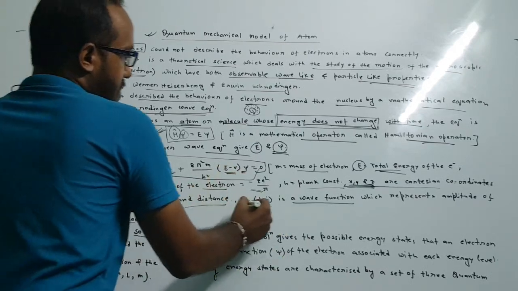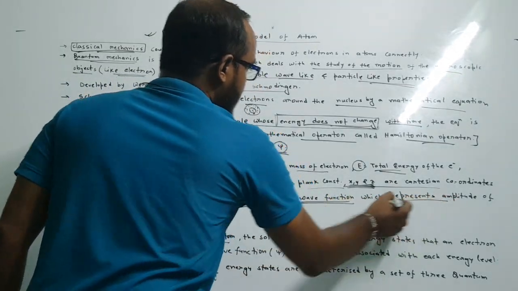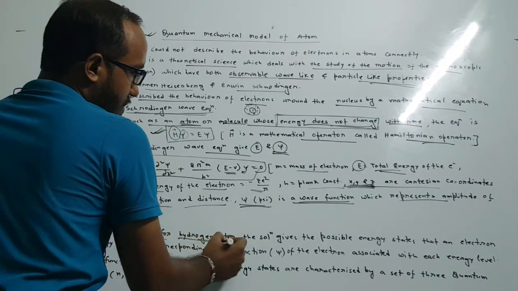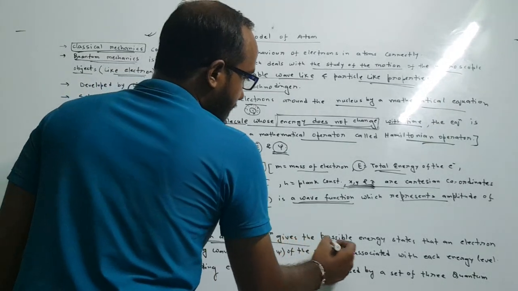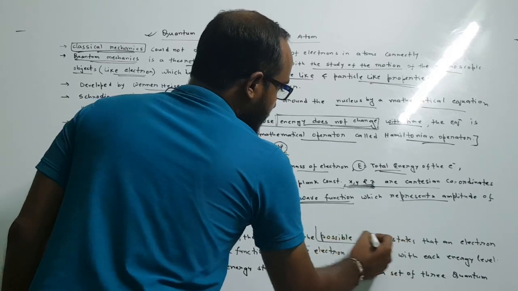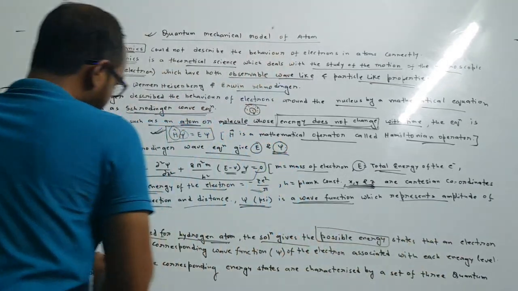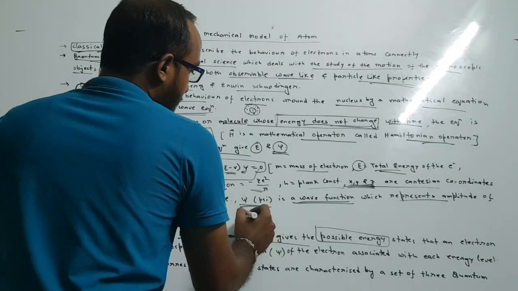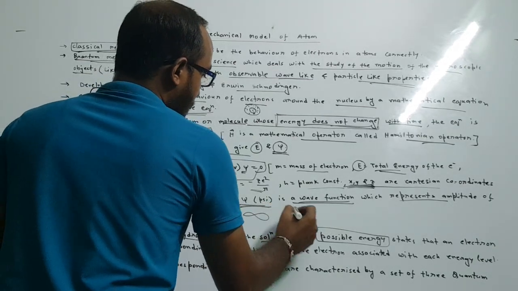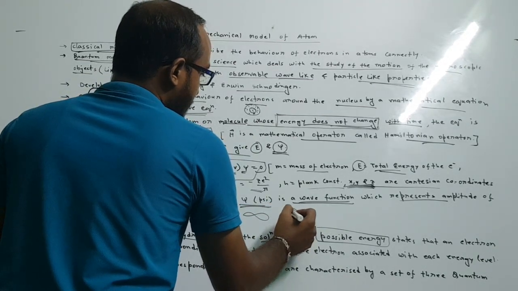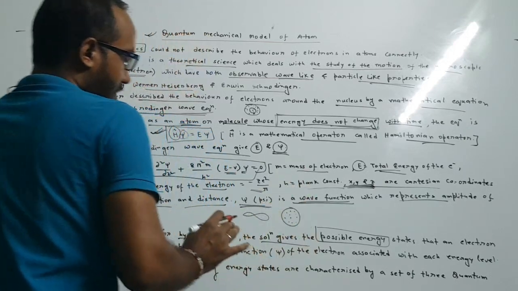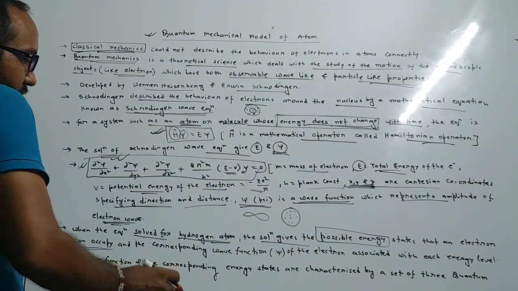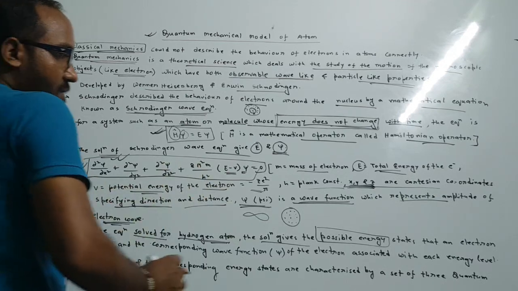Now see, psi is a wave function which represents the amplitude of the electron wave. When the equation is solved for hydrogen atom, the solution gives the possible energy states that an electron can occupy. I have already told you the electron can occupy, that means where the electron should lie at a particular time. That is the probability density function, that is your wave function, and that is the focus of our topic.